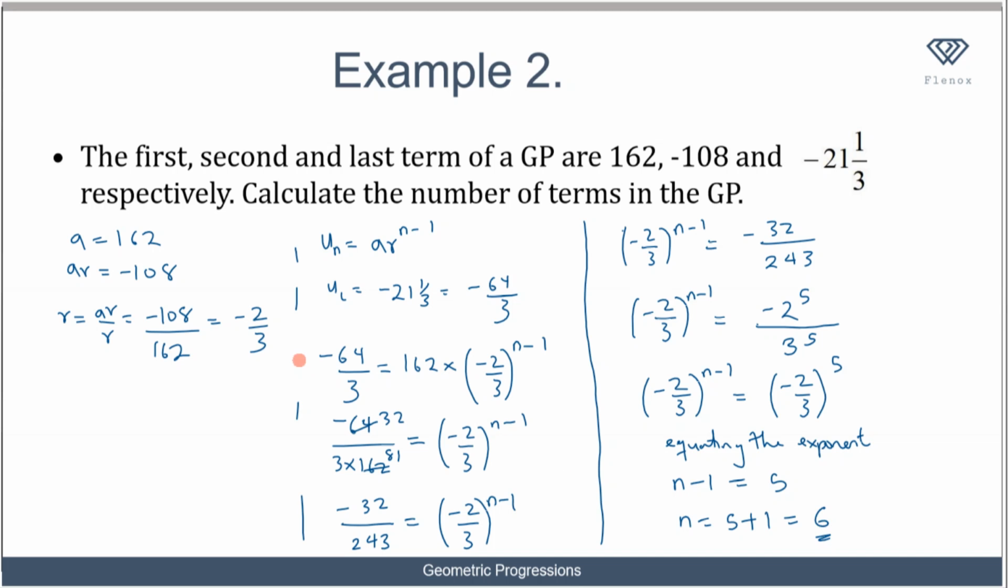So the last term here is the sixth term. That means there are 6 terms in this geometric progression. So this sums up what you need to know, at least the basic idea that you need to solve geometric progression problems.